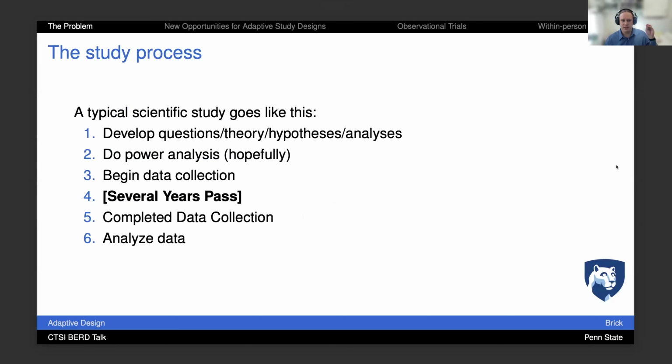The challenge is that our typical study design goes like this. We develop questions, we design our theory, we design our analyses, we hopefully do our power analysis, following the procedure I said above, and then we start data collection. And then the data analysis team kicks back, has something to eat, hangs out for a couple years while all of the people who are collecting data go and collect data.